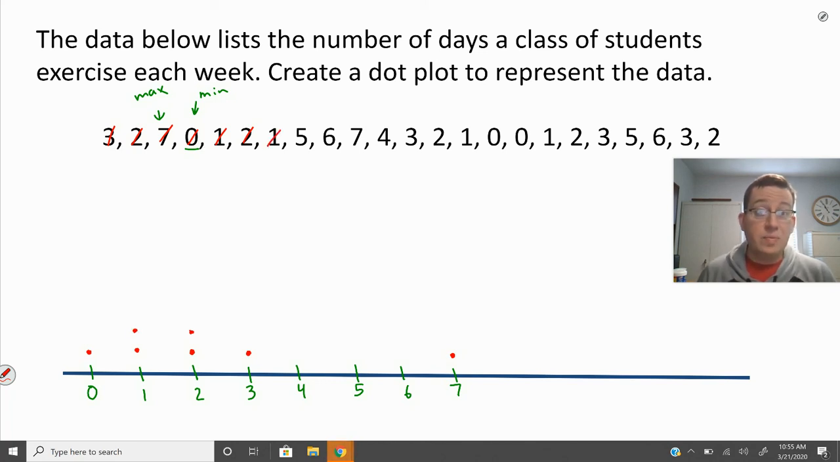Now here's what I'd like you to do. I want you to pause the video and finish the dot plot. Now I know you can just keep going, but I'd like you to pause it, try it and then check your answer with mine here in just a second.